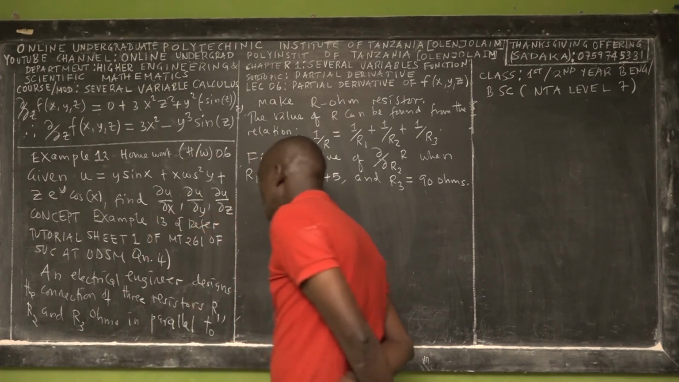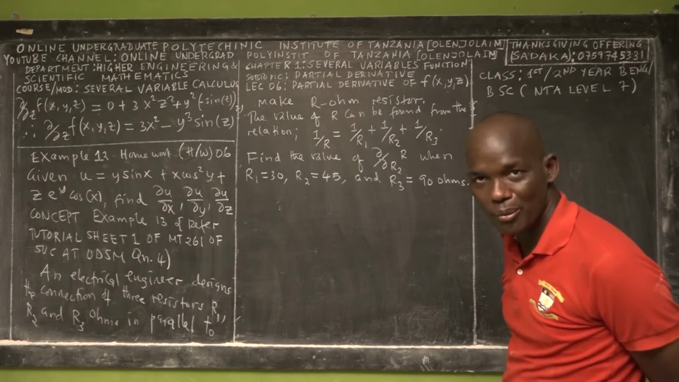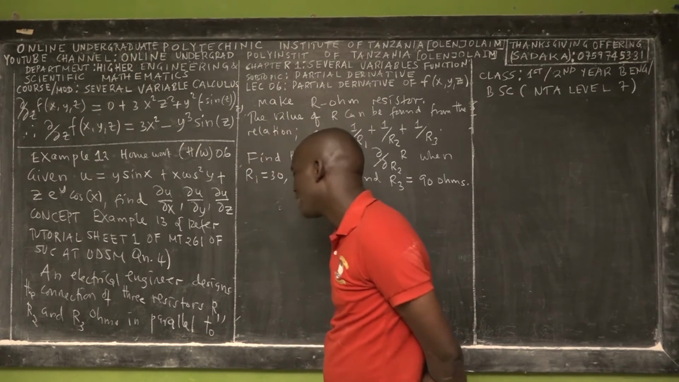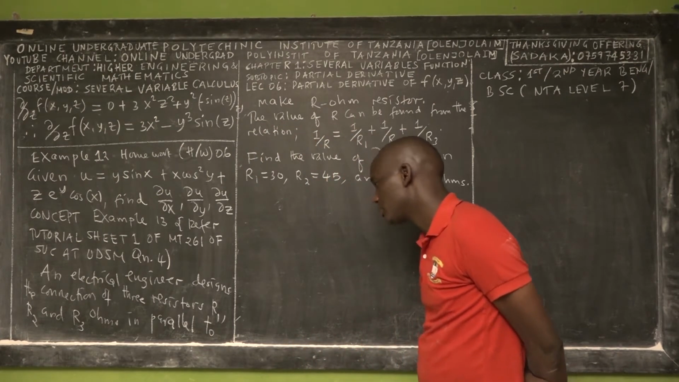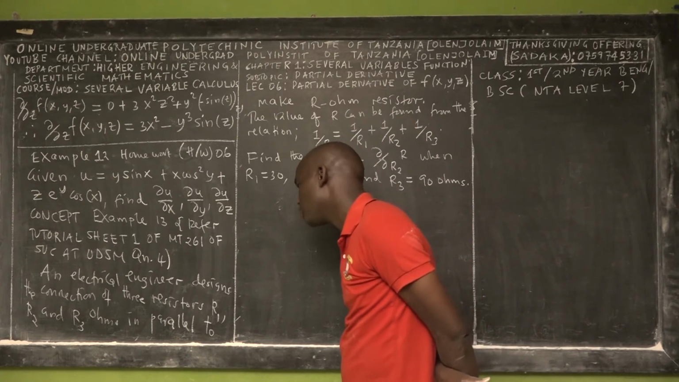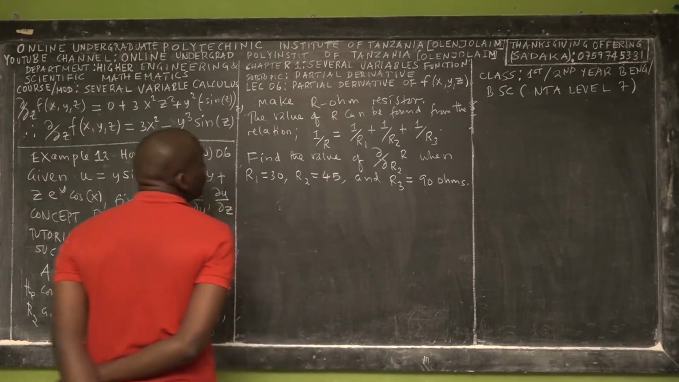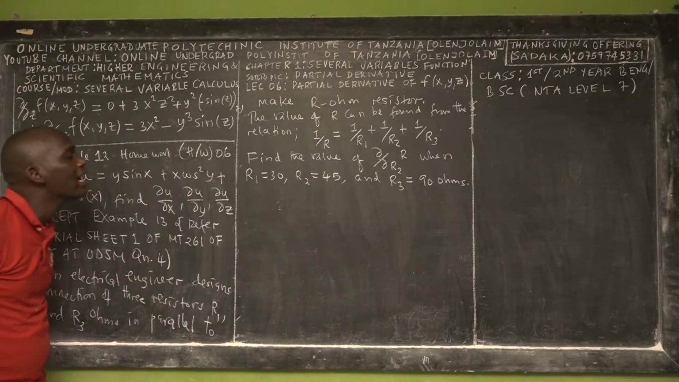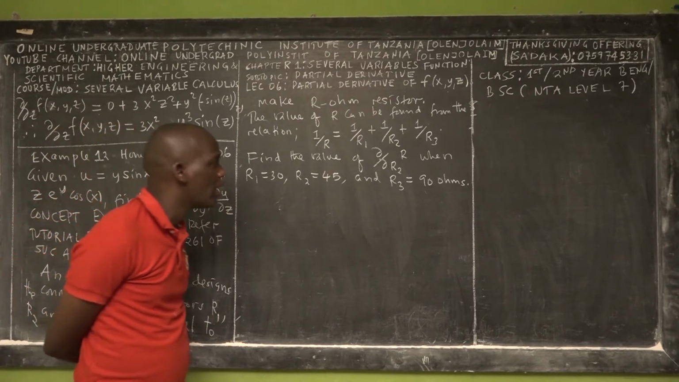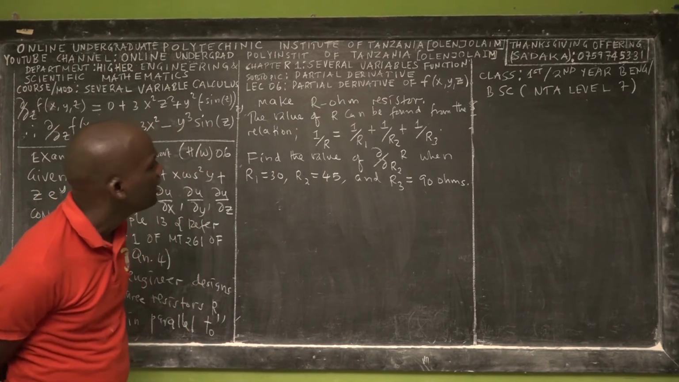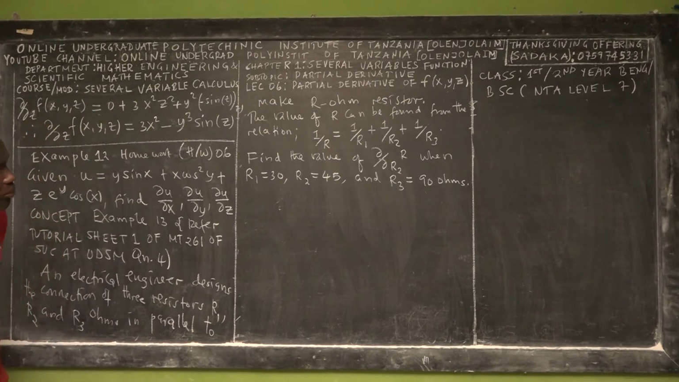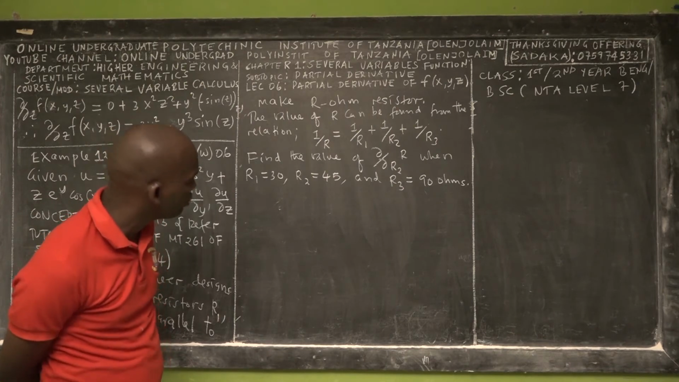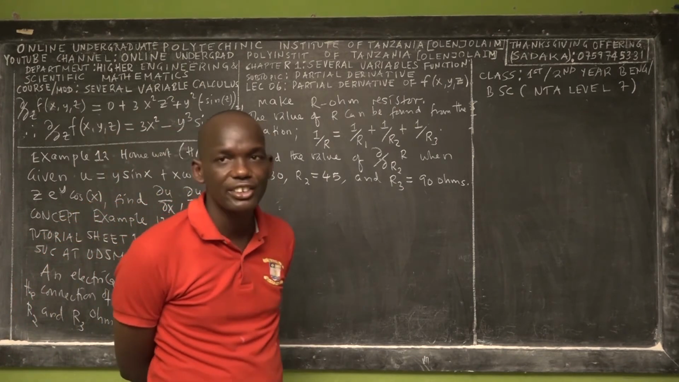So we are given a question that an electrical engineer, or possibly a mechanical engineer, designs the connection of 3 resistors R1, R2, and R3 ohms in parallel to make an R ohm resistor. The value of R can be found from the relation 1 over R is equal to 1 over R1 plus 1 over R2 plus 1 over R3. Find the value of the partial derivative of R with respect to R2 when R1 is equal to 30, R2 is equal to 45, and R3 is equal to 90 ohms.